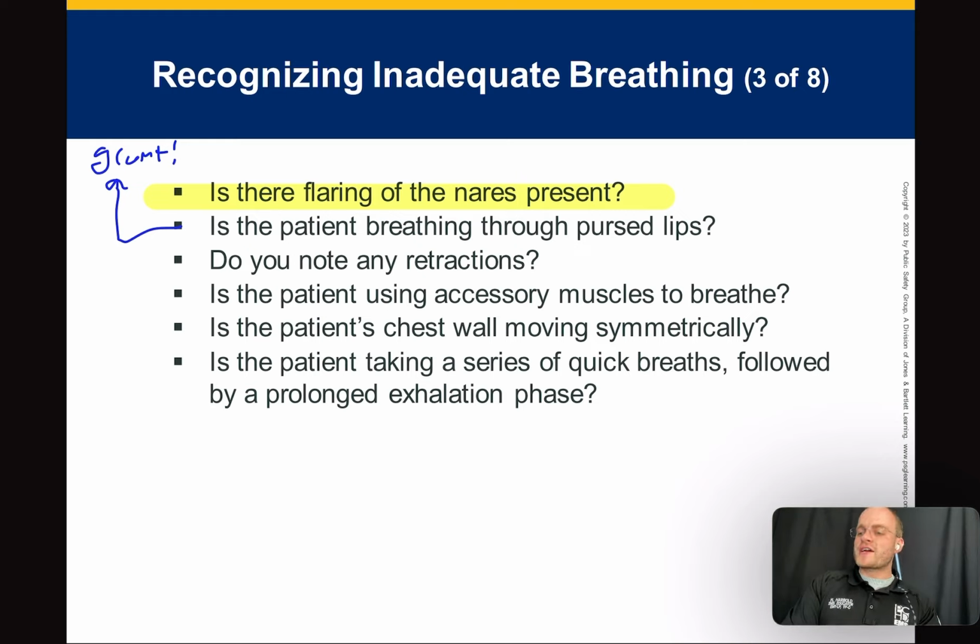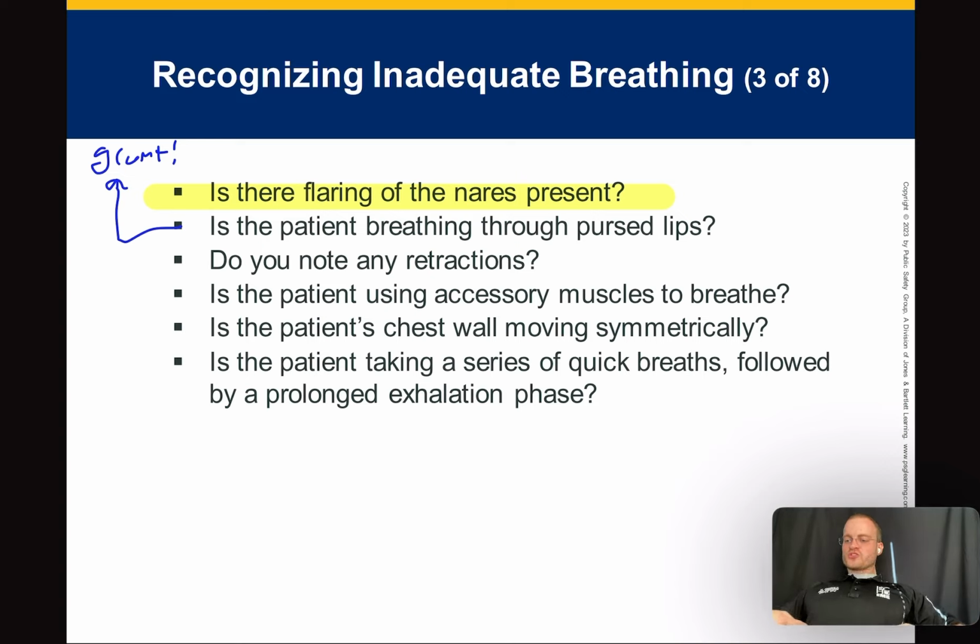Do you know any retractions? What are retractions? This is a lot of kid stuff. Kids have a very compliant chest, right? So their chest is real squishy. Their bones aren't very solid yet, and so their chest is so compliant that they can end up sucking in different parts of their chest when they're working really hard to breathe. Where do we see that?